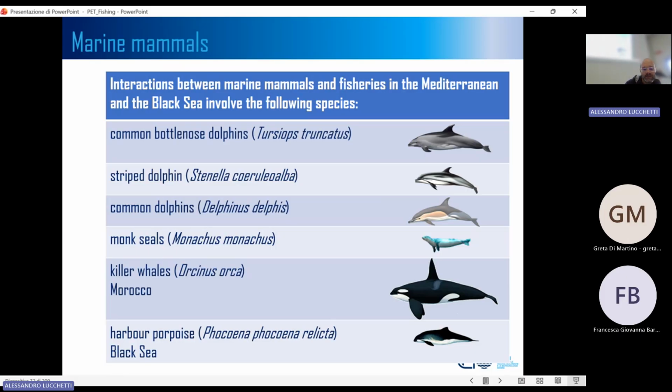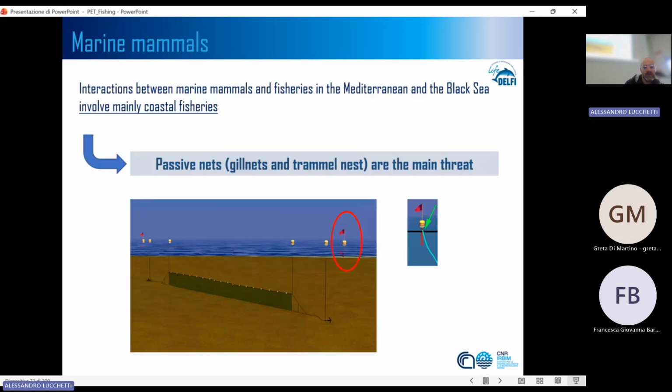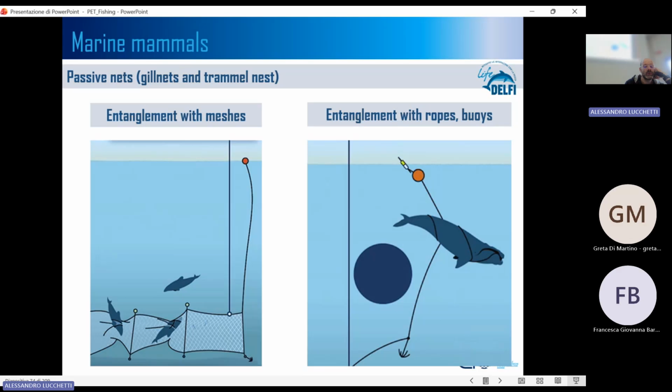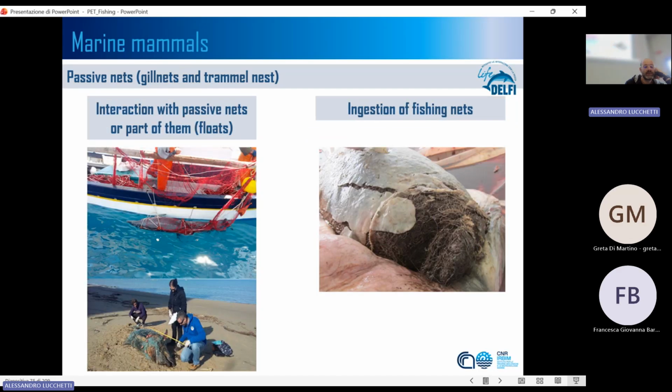These are the species that we can find here in the Mediterranean, and the problem sometimes is not only the nets, but also the presence of floats, ropes, etc. And you can find the species entangled also here in the rope, not only in the net. Sometimes they ingest the net, as I said before. This is a stranded dolphin, and you can see that the stomach was completely full of nets.